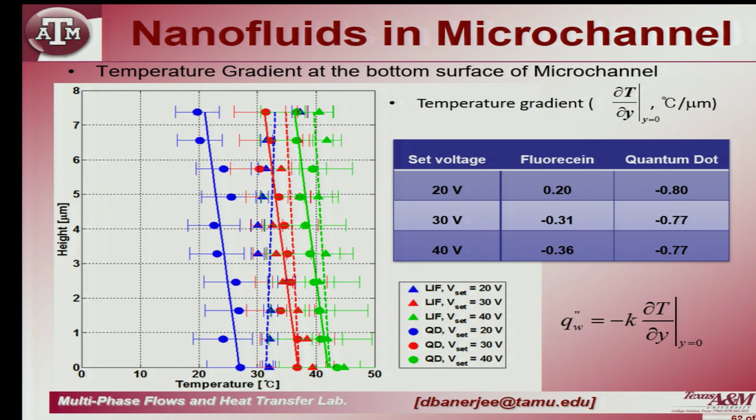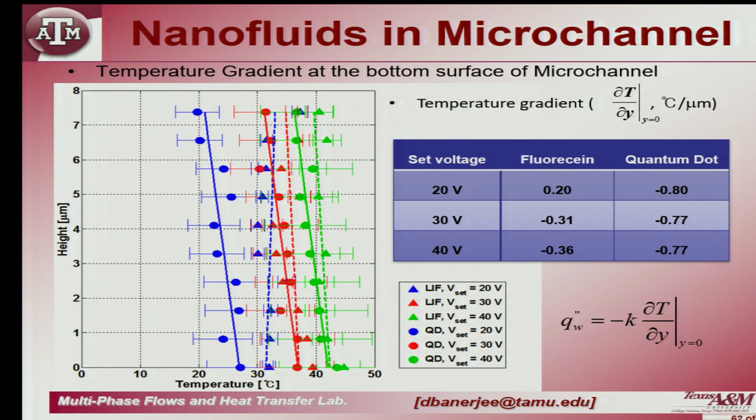So, your heat flux is equal to minus k del T del y. Okay, so I am measuring the del T del y, and so what do I notice? For the dye, the del T del y is about 2 to 4 times smaller than that of the quantum dot.